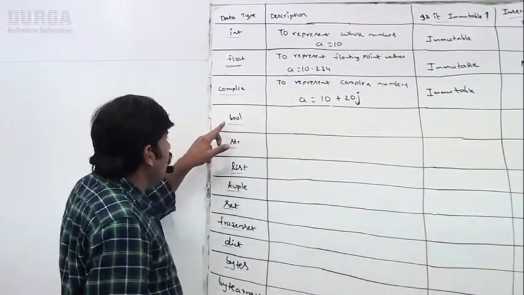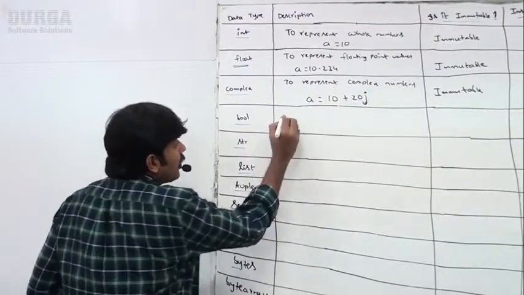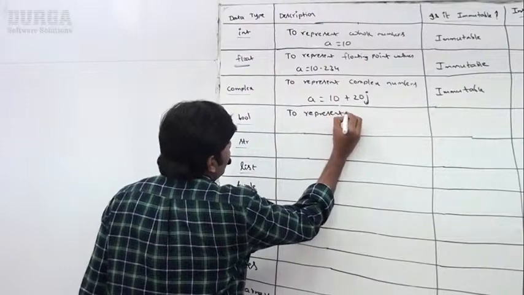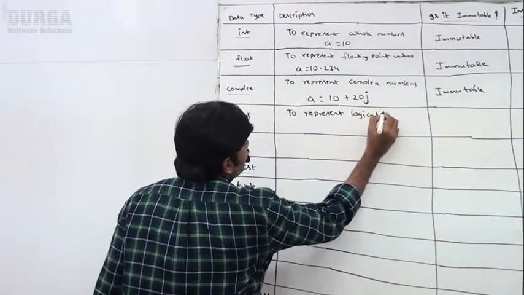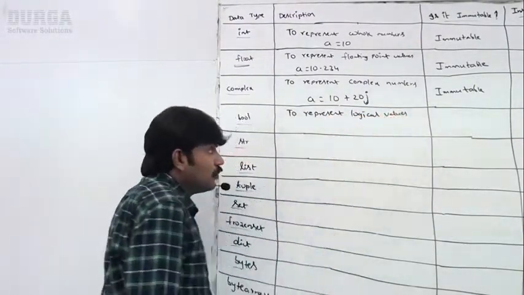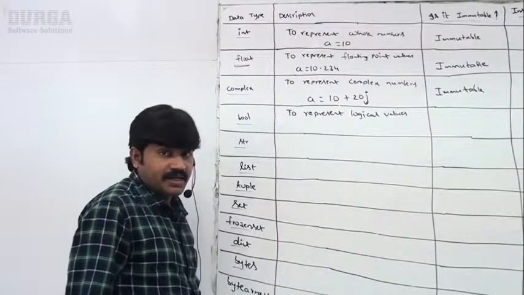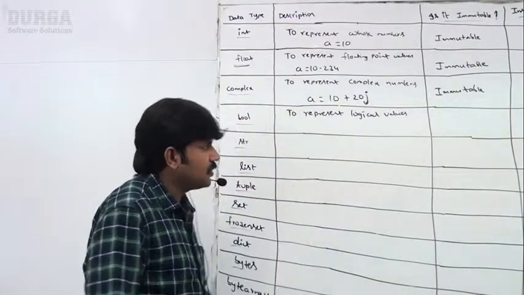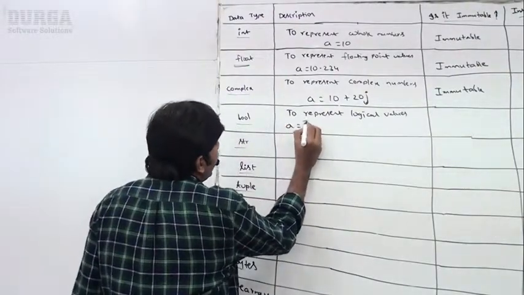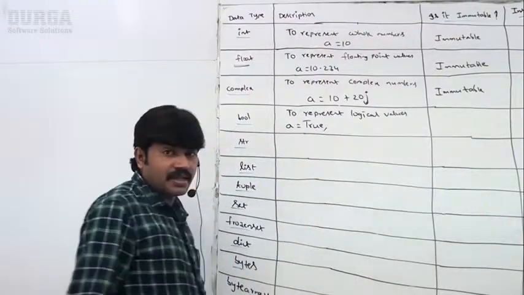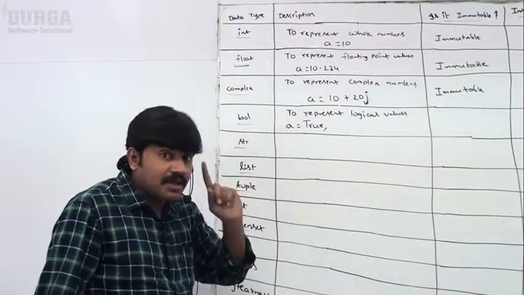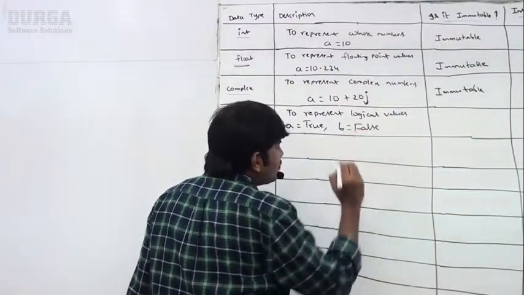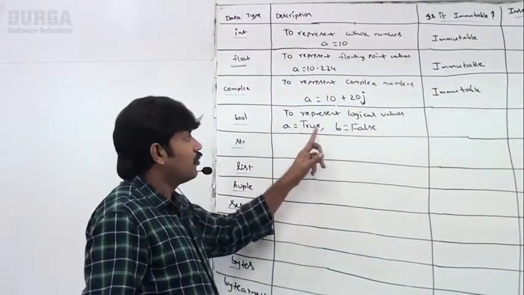Now the bool type. To represent logical values, we require to go for the bool data type. The only allowed values for the boolean data type are True and False. For example, a = True, with compulsory capital T, and b = False. These are the only possible values for the boolean data type.